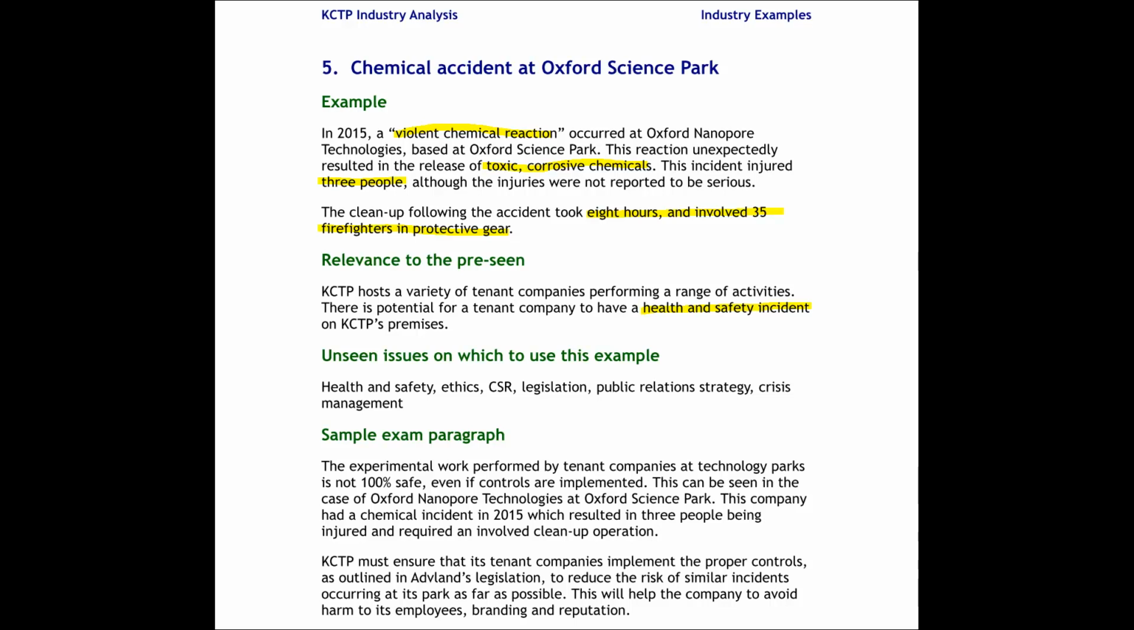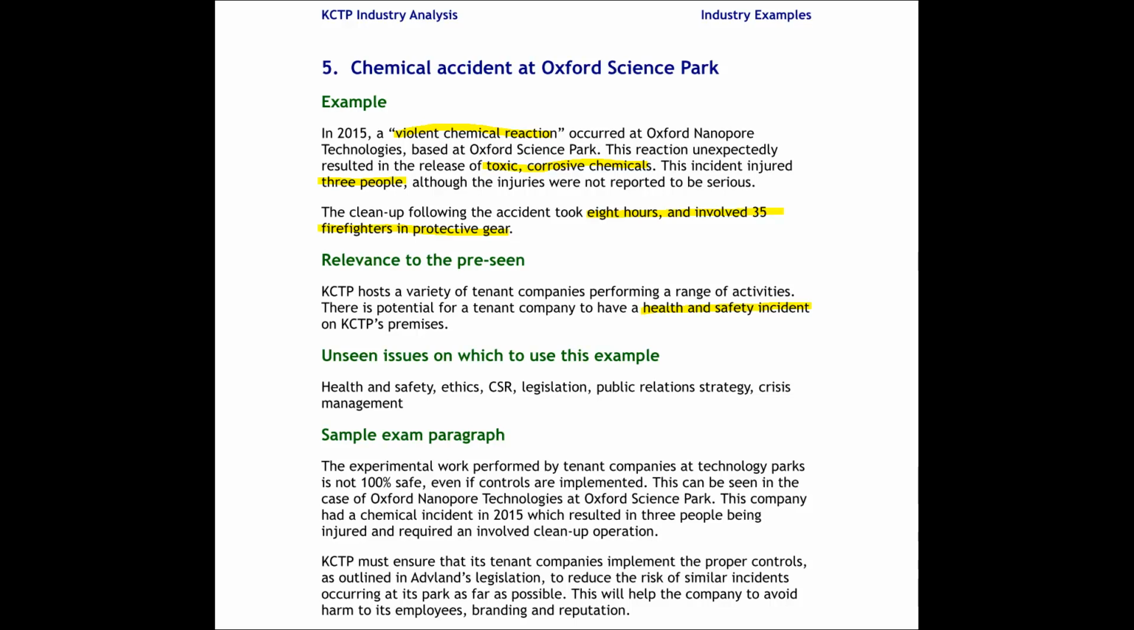So this real world example is relevant to a lot of potential issues that could come up in your exam. So health and safety, ethics, corporate social responsibility, again this obligation to keep employees safe, legislation, again was any legislation breached in the way in which this incident was allowed to occur, public relations strategy, that is how we communicate the fact that this incident did occur to the people of Advland for our case study, and also crisis management, that is if something goes really badly wrong, how can Knowledge City Technology Park cope? So let's now take a look at our sample exam paragraph.